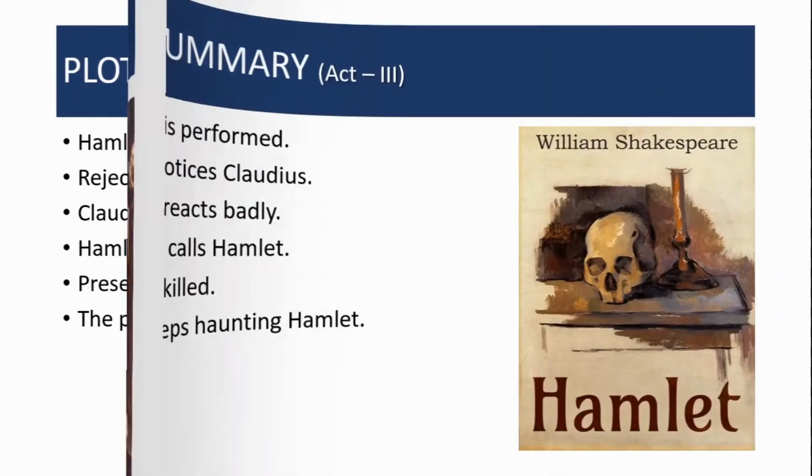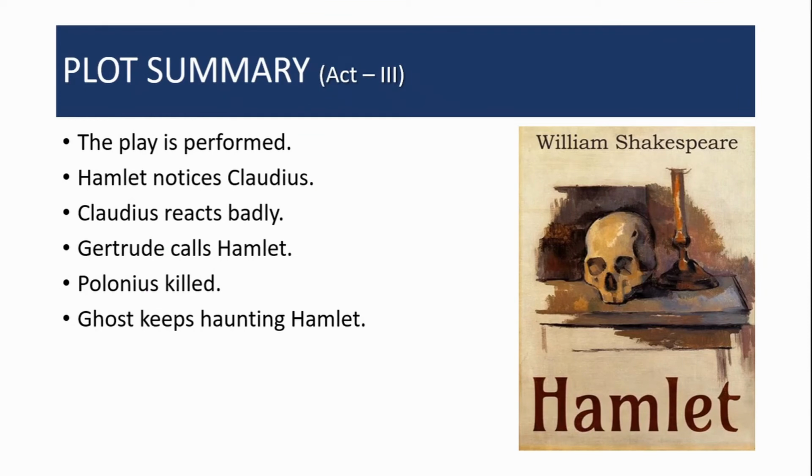Act 3. When the play is performed before the king and the queen, Hamlet watches Claudius very carefully to see his reaction. The play haunts him and he starts screaming. Claudius orders to send Hamlet away. Hamlet's mother, Gertrude, calls him.